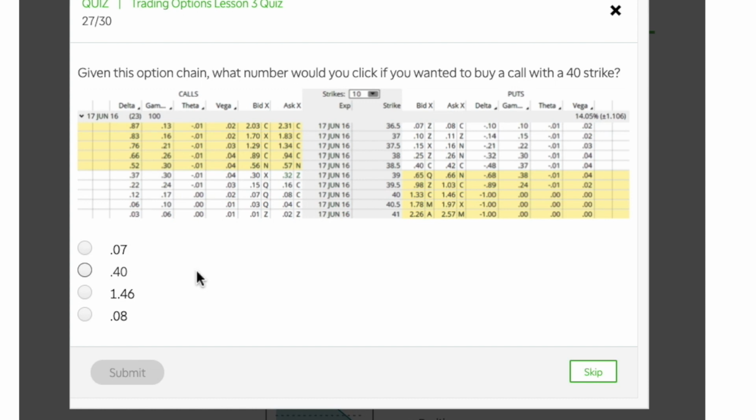Given this option chain, what number would you click if you wanted to buy a call with a 40 strike? I want to buy a call, left side with 40 strike. Okay, we go to the bid and ask. So if I want to buy instantly, I have to go to what the sellers are offering, which is 0.08 cents per share. In reality, I want to buy it for cheap, so I'd probably push it towards this direction. I'd probably select this or find a happy medium in between, 0.075. But for the purposes of this quiz, if I want to buy it instantly, I would have to buy it at what the sellers are willing to sell it for, which is 0.08.